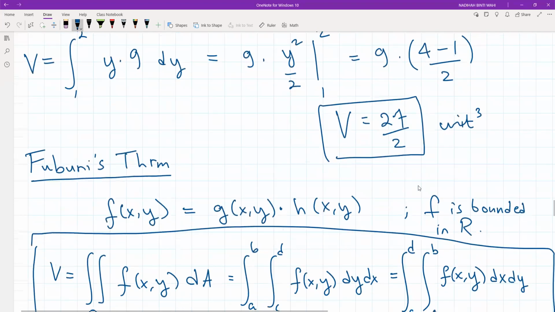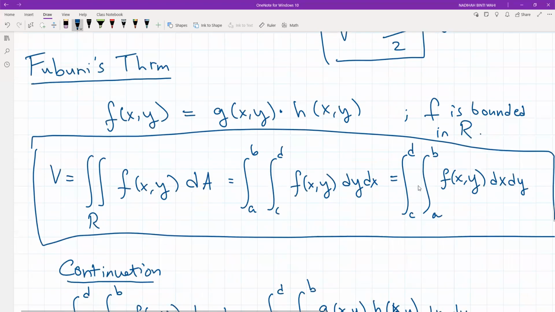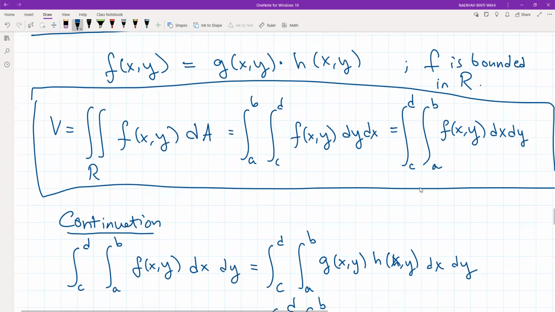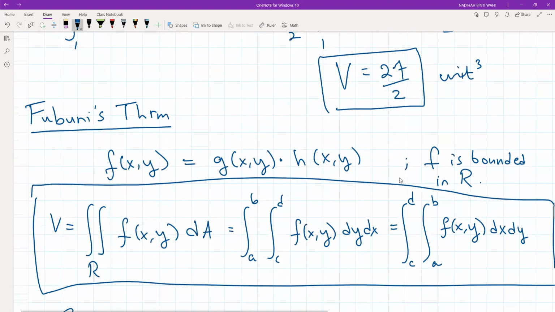By what? By the Frobenius theorem. As long as f is bounded, and then only discontinuous at some point, not all points. What happens if it's discontinuous? If it's discontinuous, the same thing.